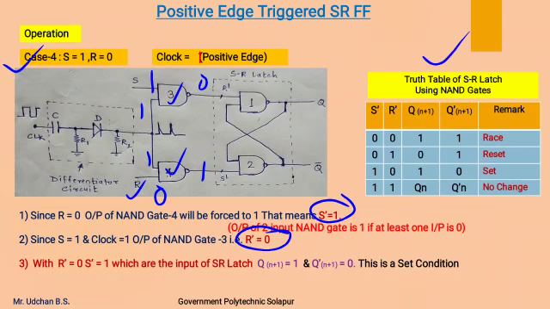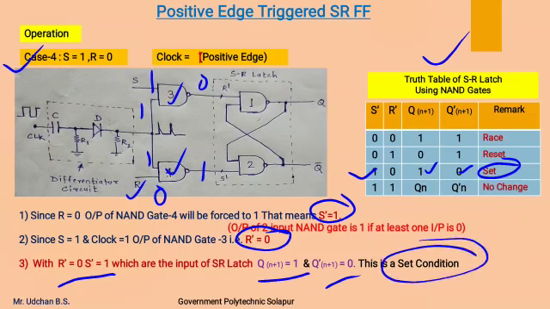So if we observe this truth table, when R dash is 0 and S dash is 1, Q will become 1 and Q complement will become 0. That is, we get the set condition of the output. So we can conclude that with R dash 0 and S dash 1, which are the inputs of the SR latch, Q will become 1 and Q complement will become 0, which is a set condition. Hence, with S equal to 1, R equal to 0 and a positive edge of the clock pulse, the output of the SR flip-flop is going to set, meaning Q will become 1 and Q complement will become 0.